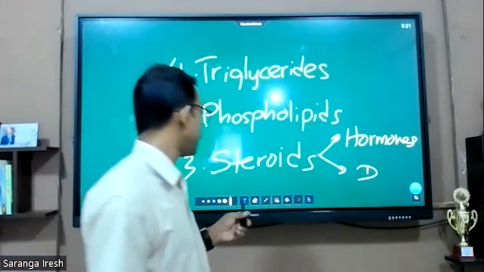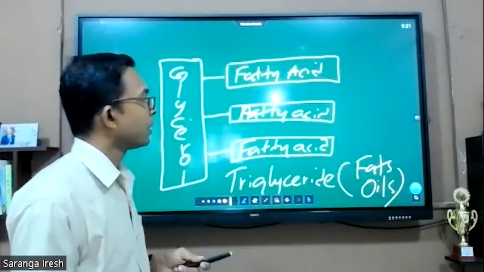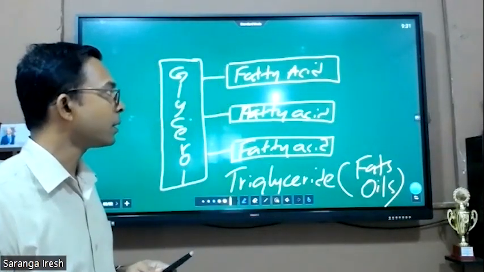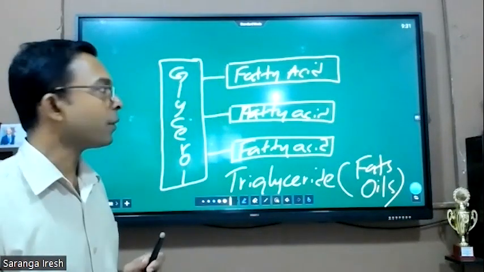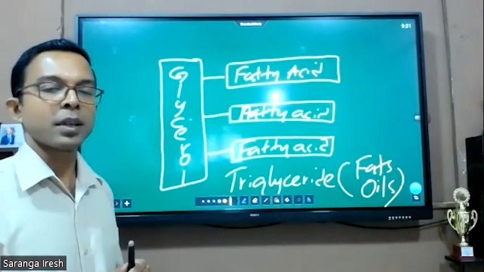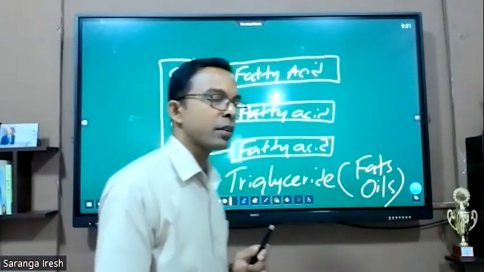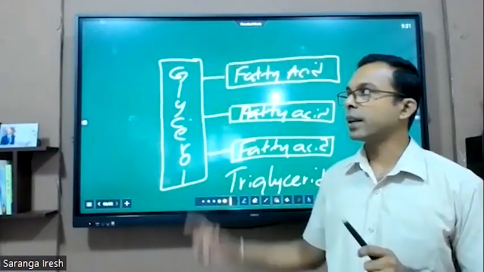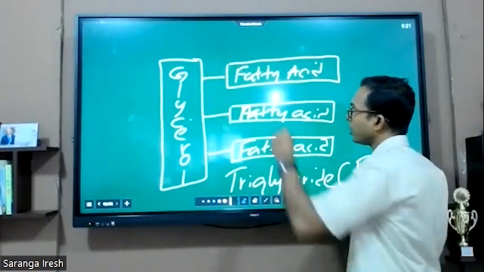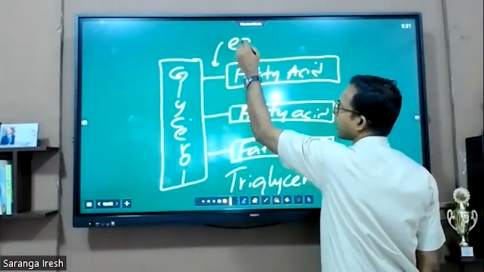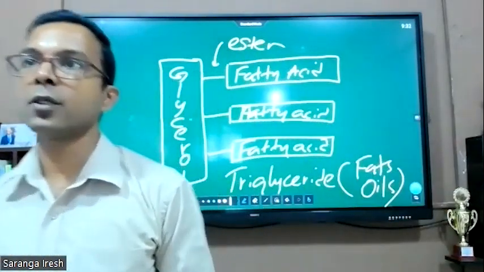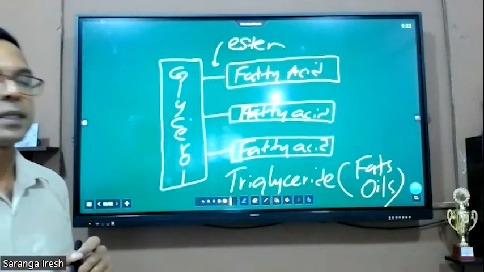And as I mentioned, the triglyceride, the most common and most available one, has a structure made up of glycerol and three fatty acids. So this is the structure available there. The glycerol molecule is connected to three fatty acid molecules. The bonds present there are called ester bonds. Fatty acids are connected to the glycerol molecule by ester bonds.